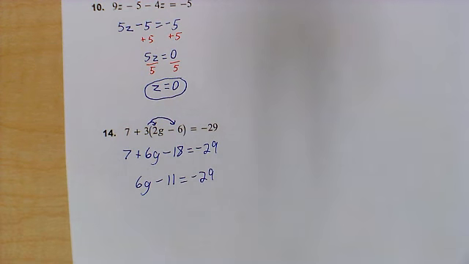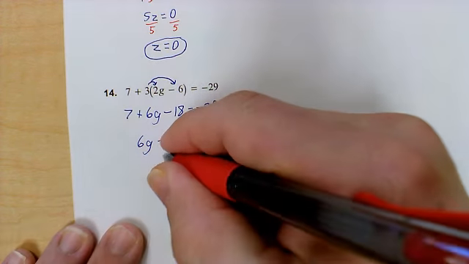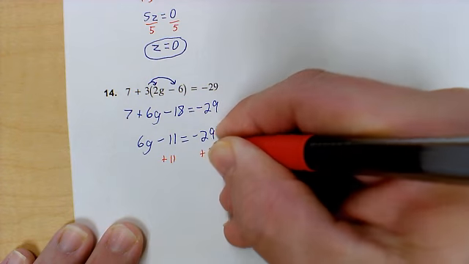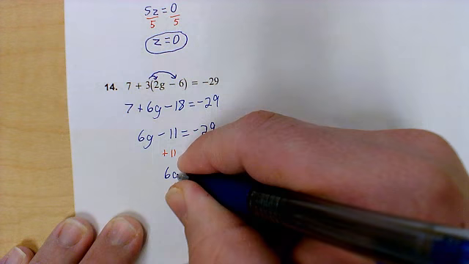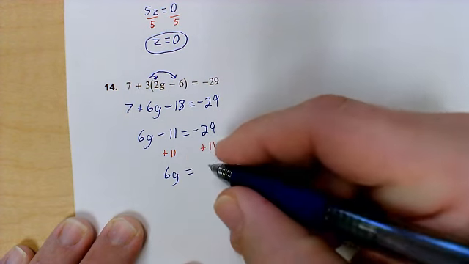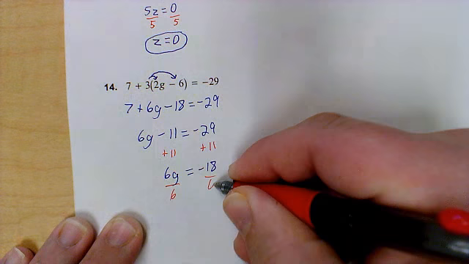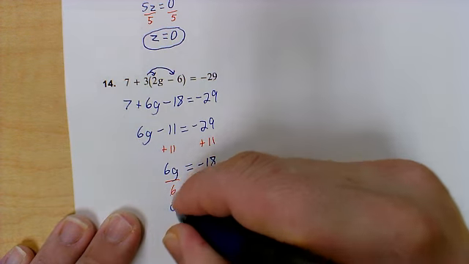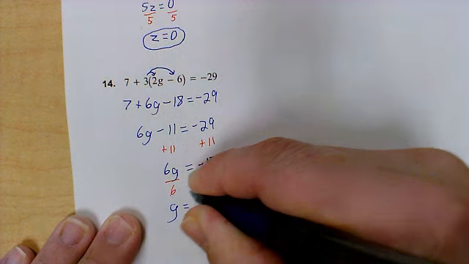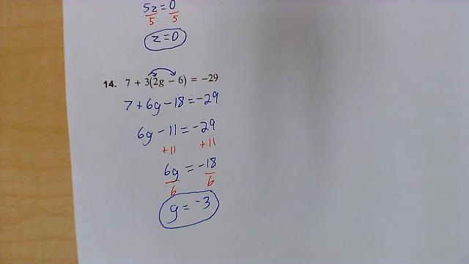All right, now I'm ready for my inverse operations, which you should know well by now. So we're going to add 11 here. So 6g is equal to negative 18, and divide by 6 on both sides. So g is equal to negative 3. All right, that wraps it for this lesson.